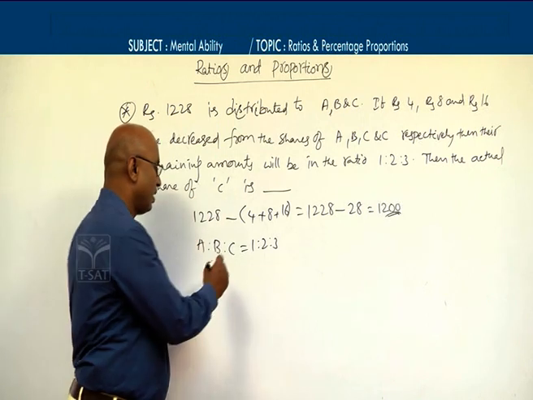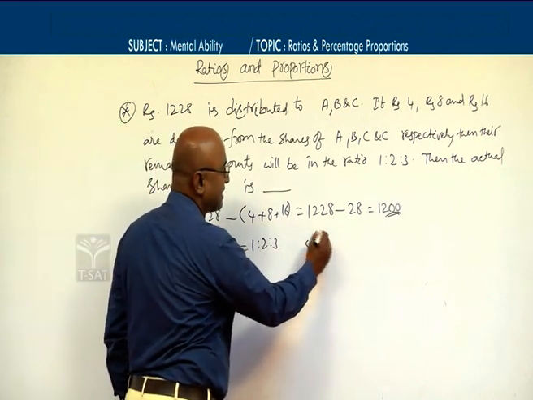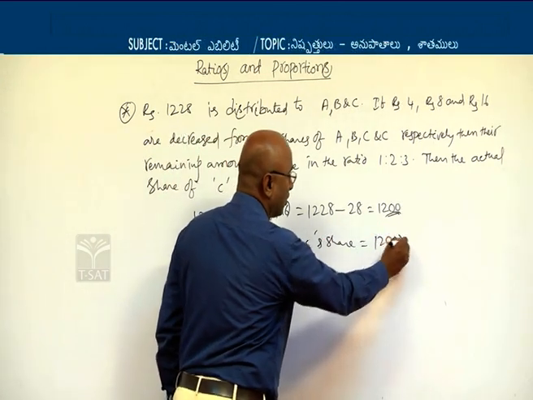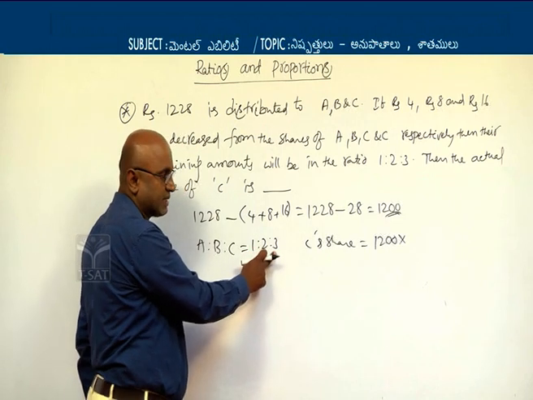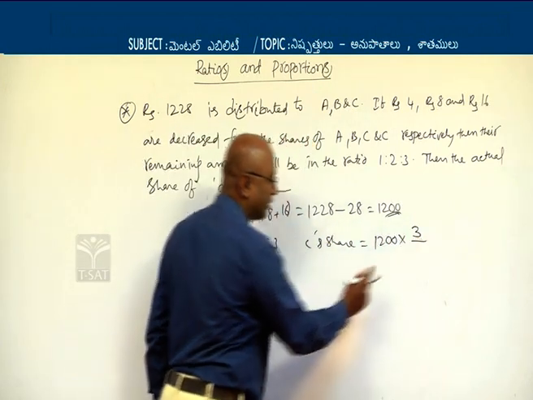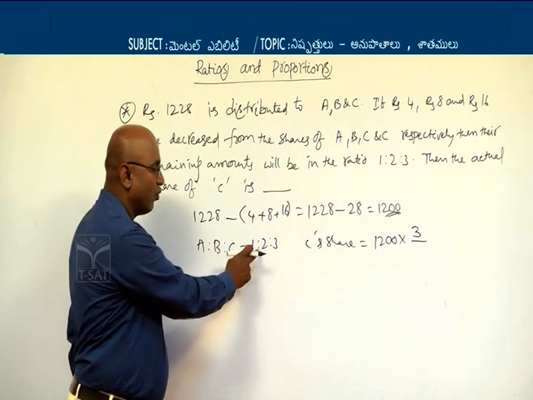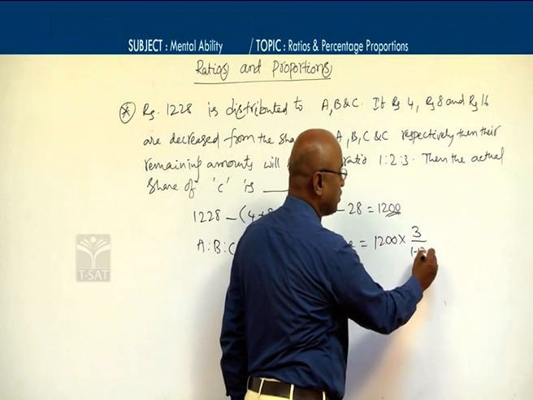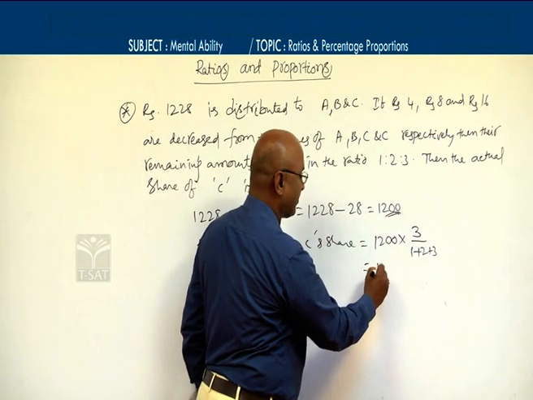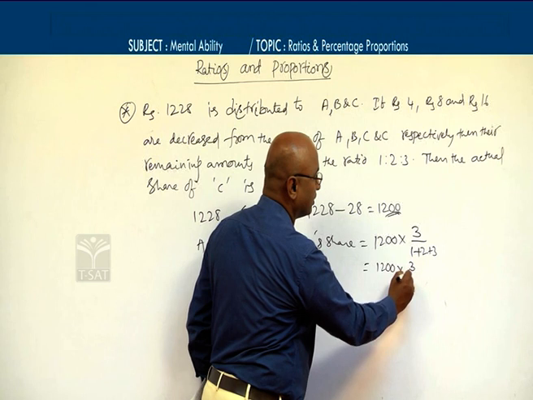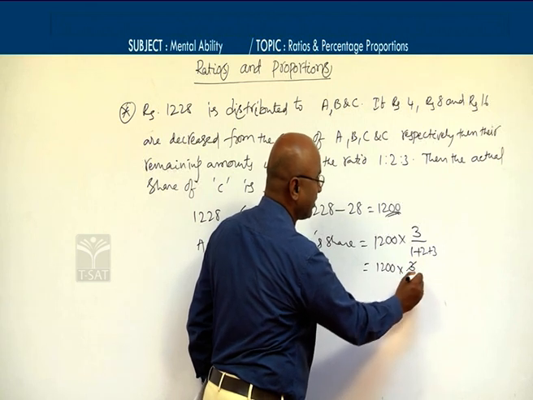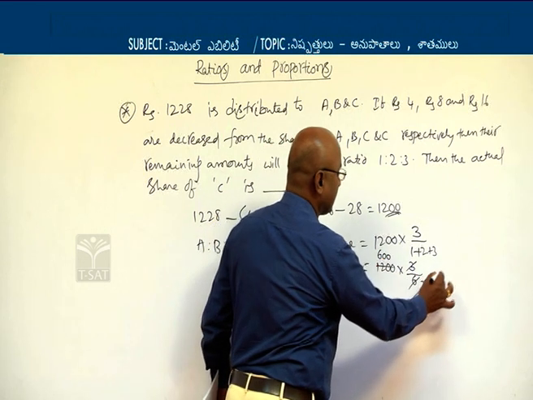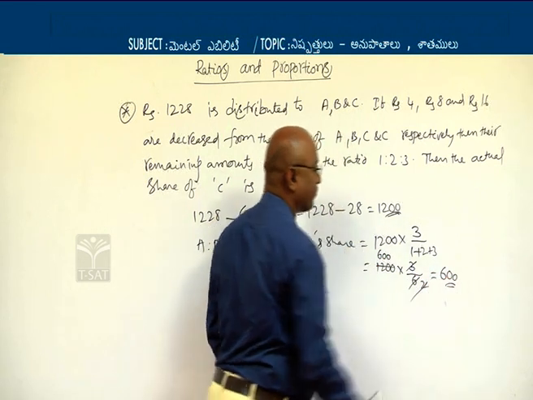Now C's share is equal to, in 1200, the C's share is 3 parts, and the total share is divided into 1 part, 2 parts and 3 parts, that is 6 parts, 1 plus 2 plus 3. That is equal to 1200 into 3 by 6, that is equal to 600 rupees.